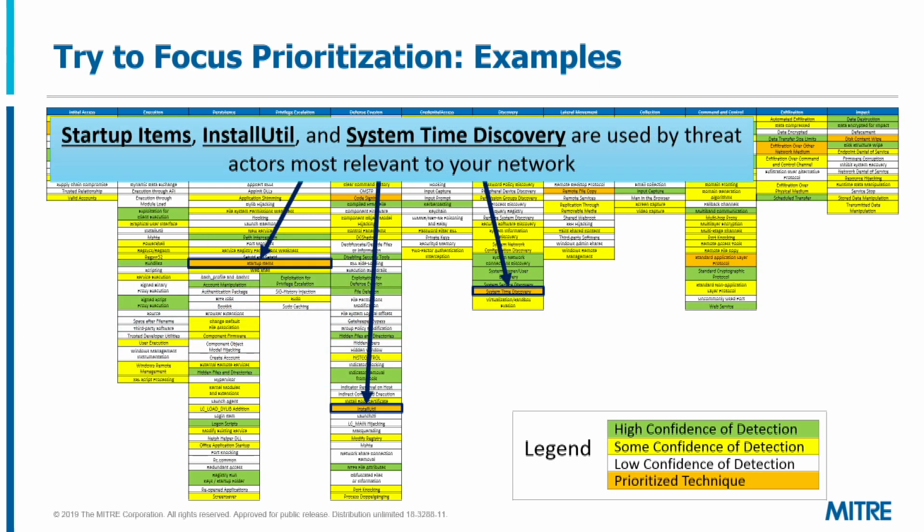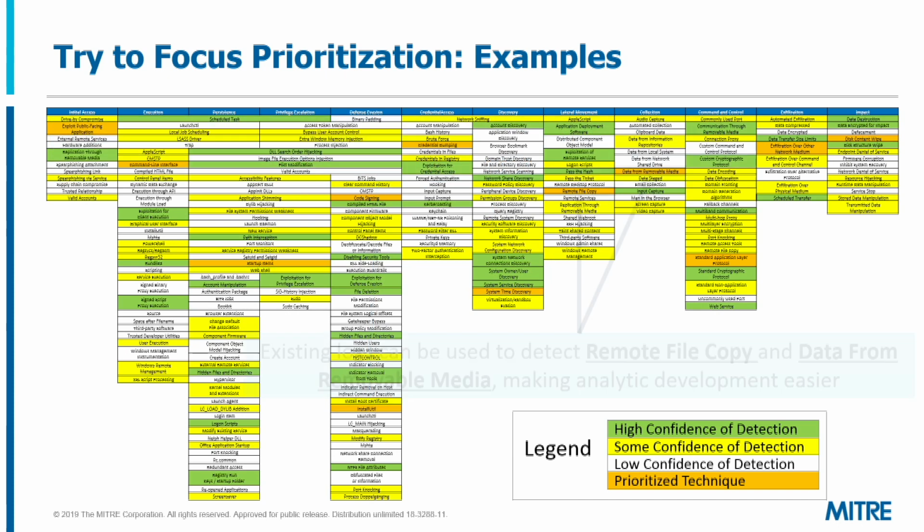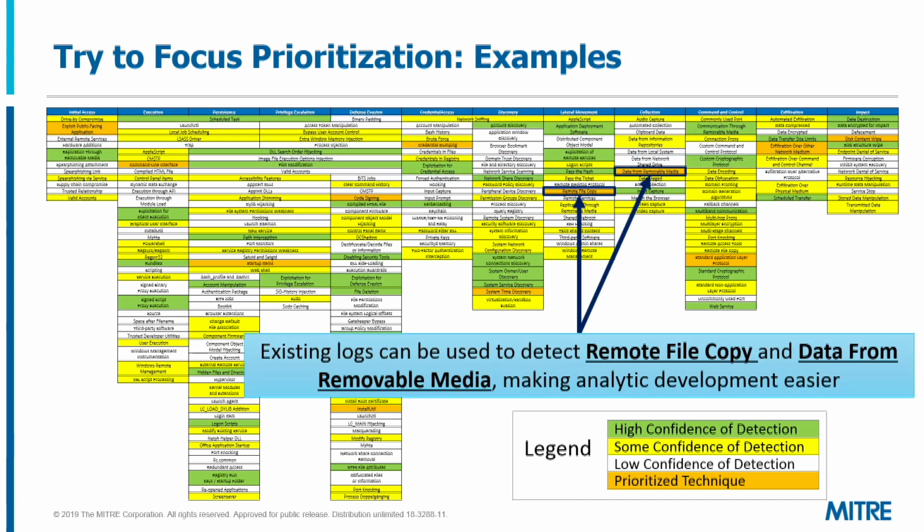Another strategy is to look for techniques that are used by relevant threat actors, ones that have been known to target your network or target your sector or target your industry. Focusing on those can help you, again, scope down to something more straightforward. And the last category is focusing on techniques that you actually have the logs to write analytics for.